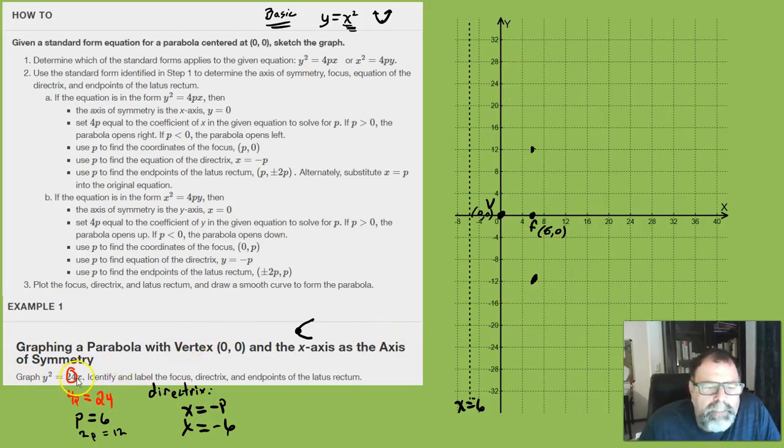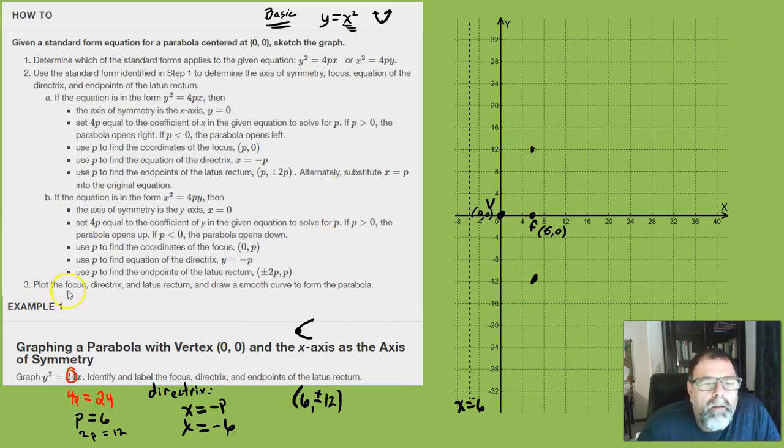So if you put in 6, 24 times 6 is 144. Because y squared is 144, the square root will be plus or minus 12, which is the 2p. So it'll be (6, 12) and (6, negative 12). Okay? So you can do it either way. I prefer just to count.